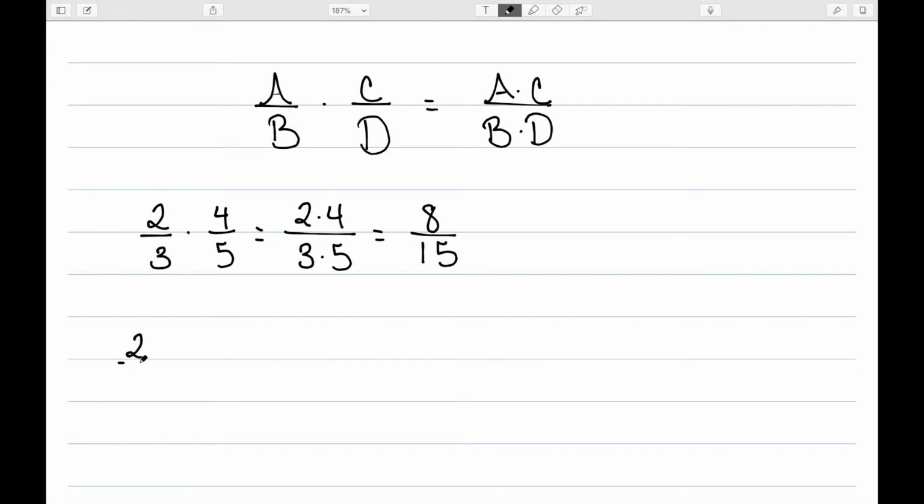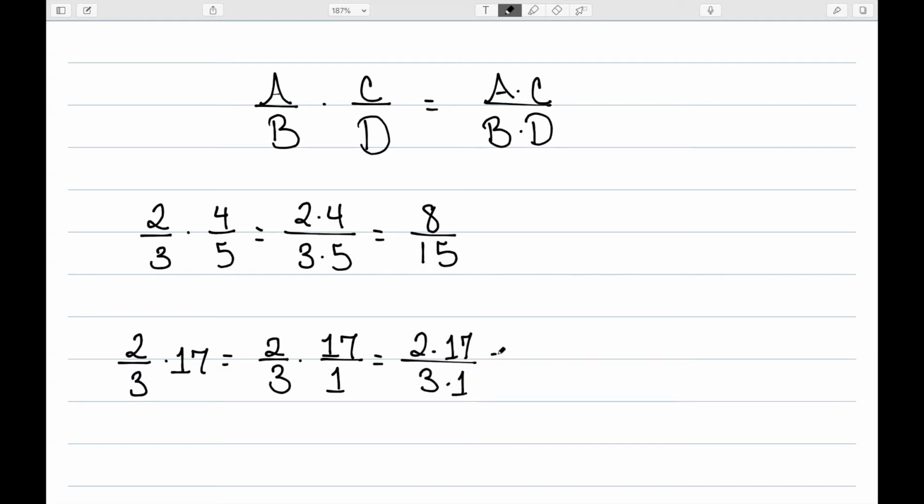And we can do this for whole numbers as well. 2/3 times 17, because we can always think of a whole number as divided by 1. Now I have 2 times 17 over 3 times 1, which would be 34 over 3, or 11 1/3.